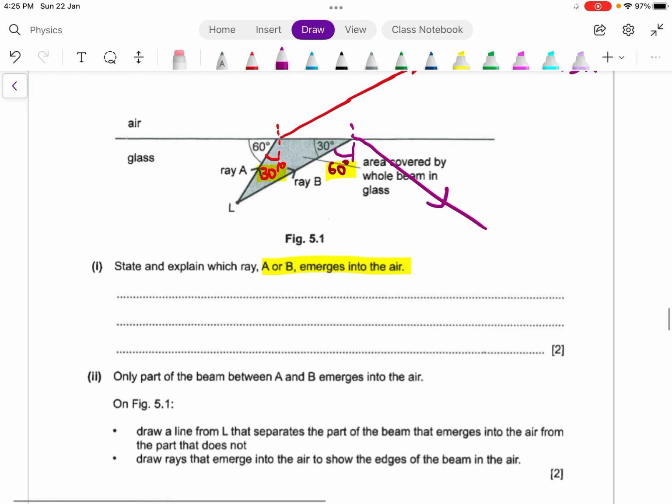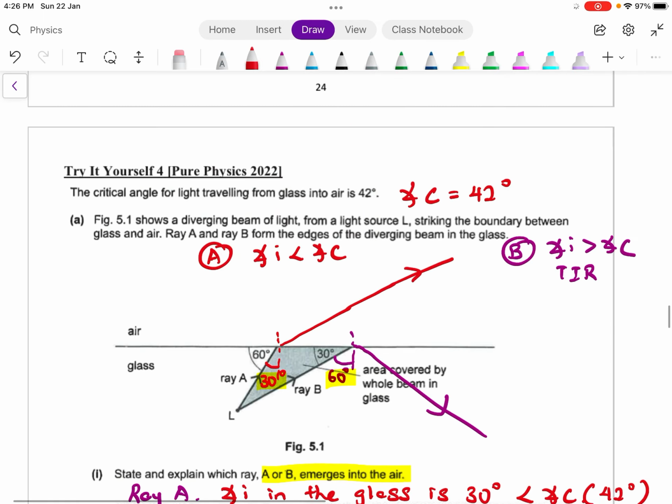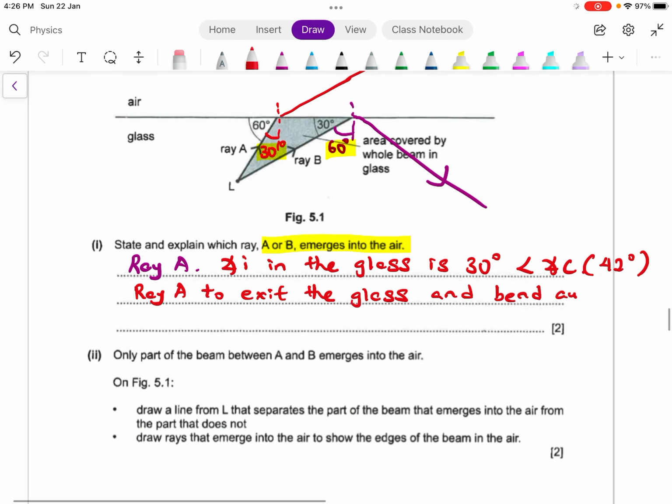Right, so of course, how do I explain? State and explain, right? So the state part is the ray, so it's ray A. So why does ray A emerge into the air? Because you must say that the angle of incidence in the glass is 30 degrees, which is lesser than the critical angle, maybe you can just elaborate like 42 degrees, and this will cause ray A to exit the glass and bend away from the normal. Okay, so this is a 2 marks question. The first mark is this part. The second mark is to explain why ray A emerges. So the second mark is this part.